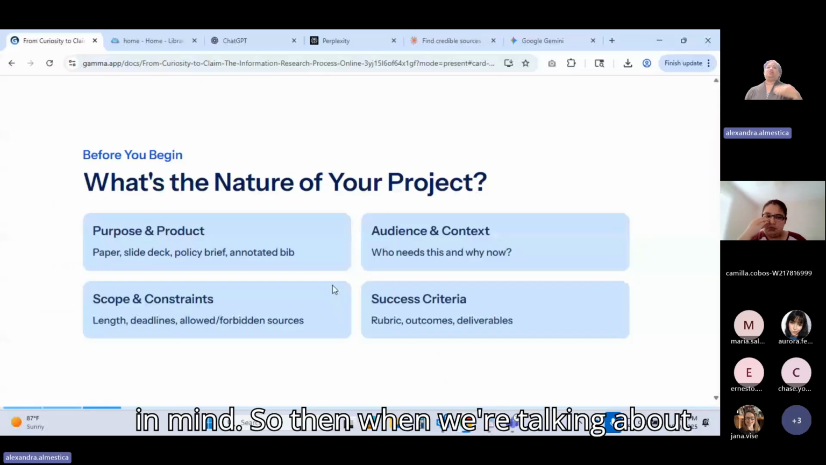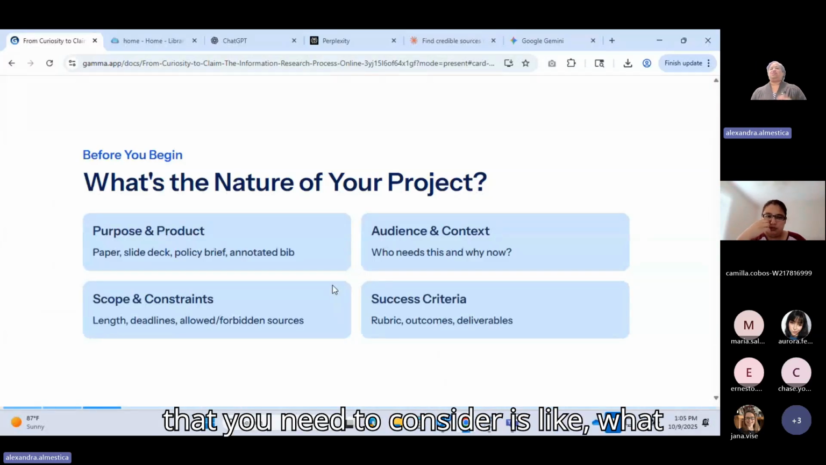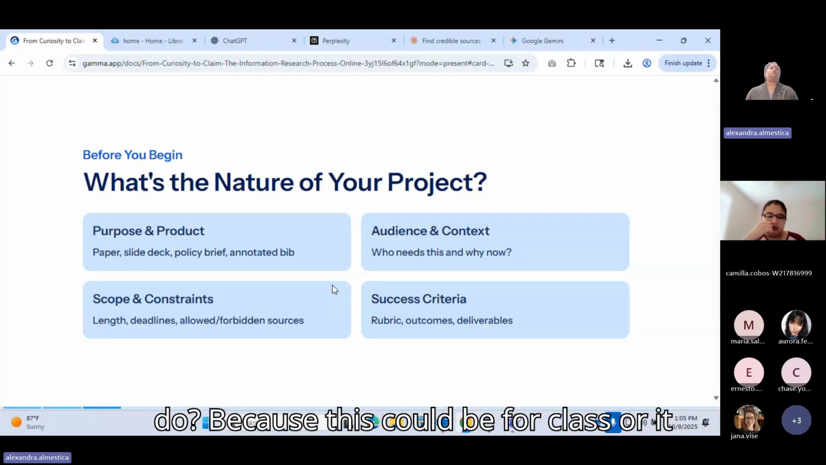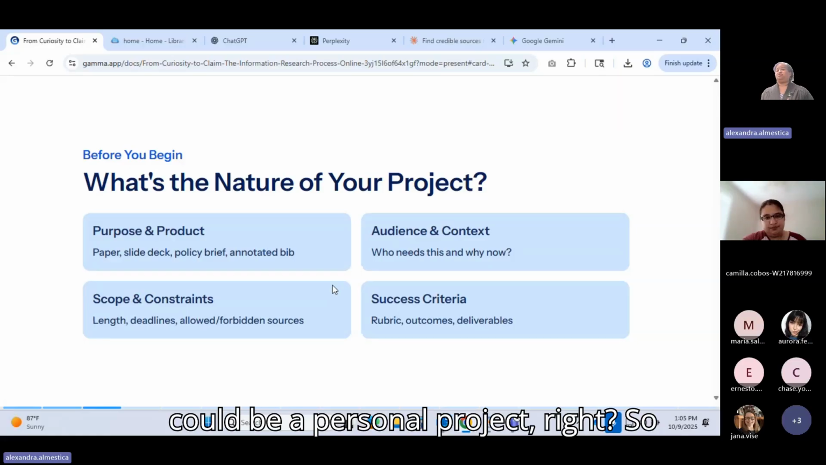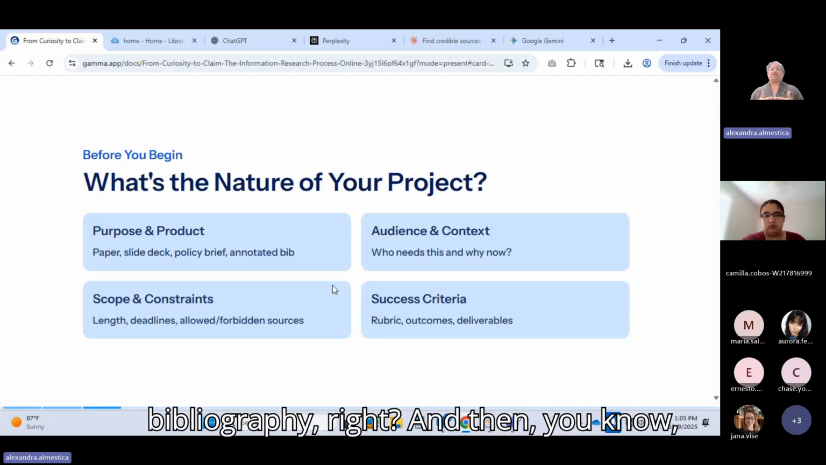So then when we're talking about the research process, the first thing that you need to consider is, what is the nature of your project? What is it that your professors or you are wanting to do? Because this could be for class or it could be a personal project, right? So what is the purpose? Are you writing a paper? Are you doing a deck for presentations, or is it an annotated bibliography, right?